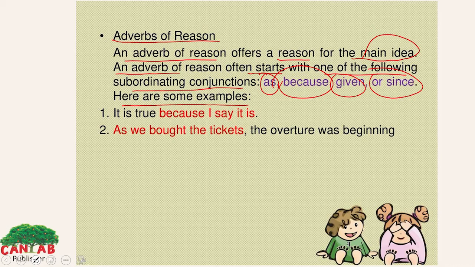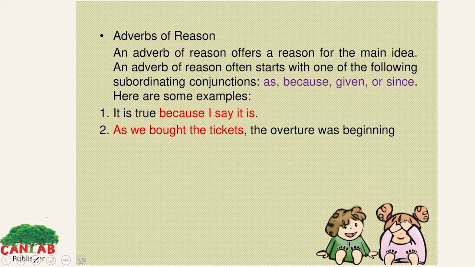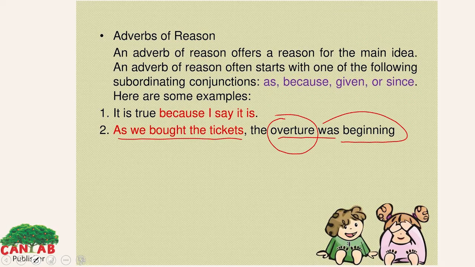Here are some examples. It is true because I say it is. As we bought the tickets, the overture was beginning. Overture कहते हैं म्यूजिक को. तो इसमें क्या है, आपको रीजंस भी बताई गई है. It is true because I say it is. He is telling the reason because I said, that's why it's true. As we bought the tickets, the overture was beginning. Let me give you another example.